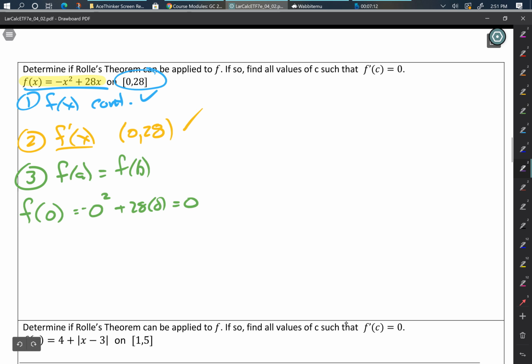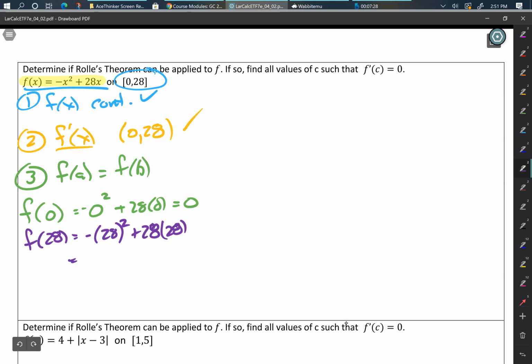And then let's do f of b real quick. Oops, f of b is f of 28, which is going to be negative 28 squared plus 28 times 28. Well, this is negative 28 squared, and this is positive 28 squared. So I really don't care what 28 squared is because I know those are going to cancel and I'm going to get 0. So left hand is 0, right hand is 0. This thing is good for Rolle's theorem.